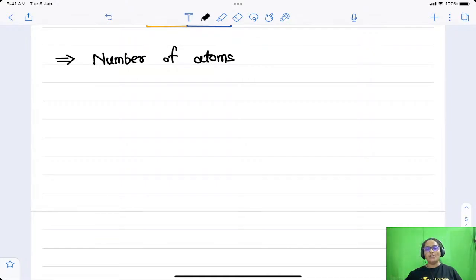So what is the exact number of atoms that is meant for that single cube, that single unit cell, we are going to calculate? This is called the number of atoms per unit cell.